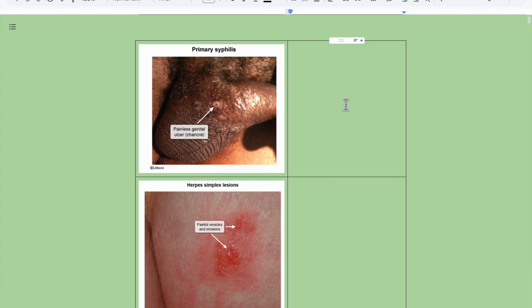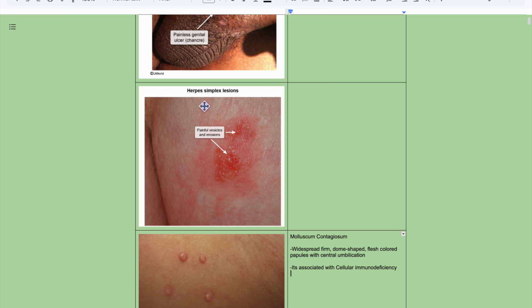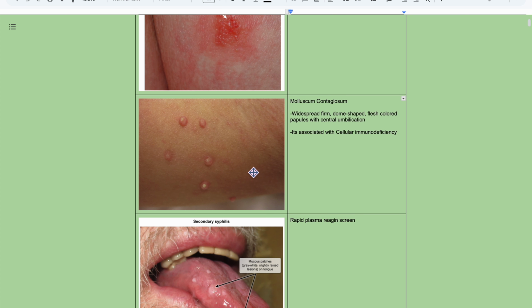Okay, so these are my dermatology notes from UWorld, and let's get to it. Primary syphilis: painless genital ulcers, cankers. Herpes simplex: painful vesicles and erosions. Then red papules, shiny, flesh colored with central umbilication. These are molluscum contagiosum. It's associated with cellular immunodeficiency.